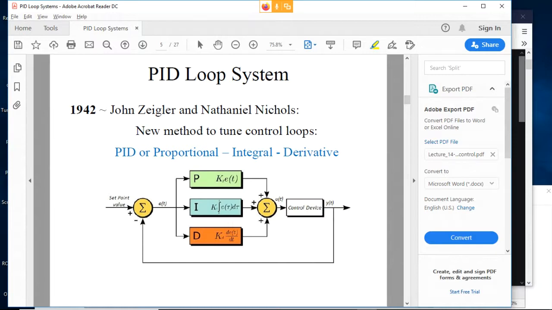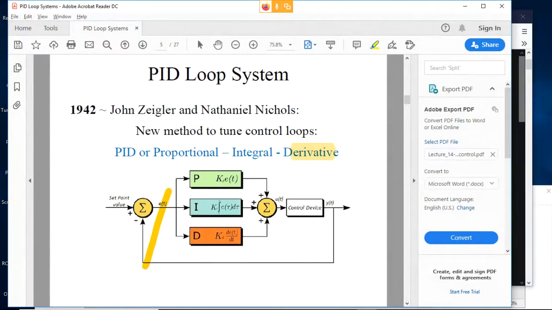And then there's this derivative piece here. The idea of the derivative is that we're looking at the change, dE over dt. This is looking at the change in the system. How fast did the system change? If the system is changing really, really fast, then we're going to use that to generate a control response. If the system is changing really slow, then this number is going to be very small, and therefore the derivative piece isn't going to do very much.